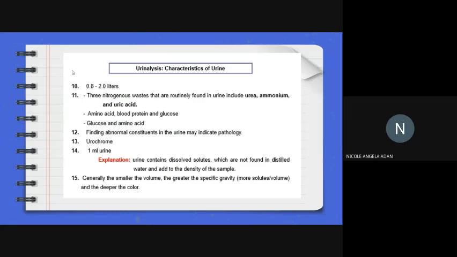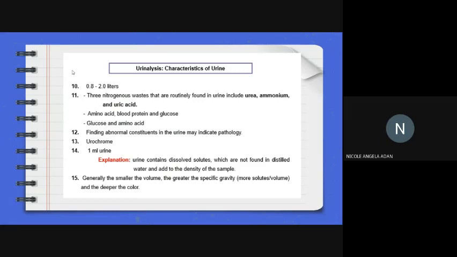Number 12, why is urinalysis a routine part of any good physical examination? Well, it is part of the medical exam to screen for early signs of disease. Finding abnormal constituents in the urine may indicate pathology. For example, signs of diabetes or kidney disease, or to monitor you if you are being treated for these conditions, or to check for blood in your urine to diagnose a urinary tract infection. That's why it's needed.